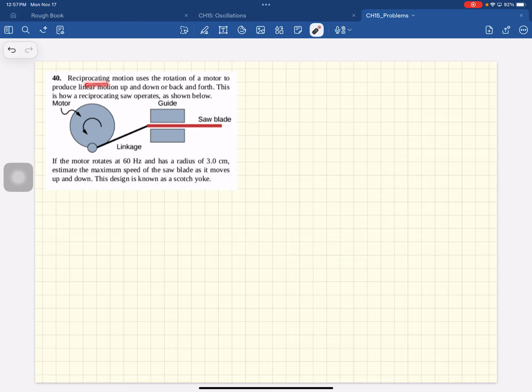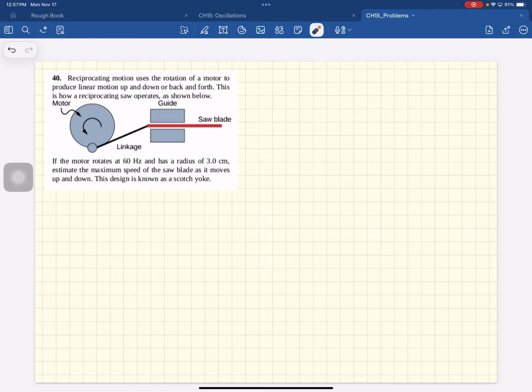Reciprocating motion uses the rotation of a motor to produce linear motion, up and down or back and forth. This is a reciprocating saw. If the motor rotates at 60 hertz, so it's rotating 60 times a second, and has a radius of 3 centimeters, this is a little more than an inch. Estimate the maximum speed of the saw blade as it moves up and down. Well, it should be back and forth.